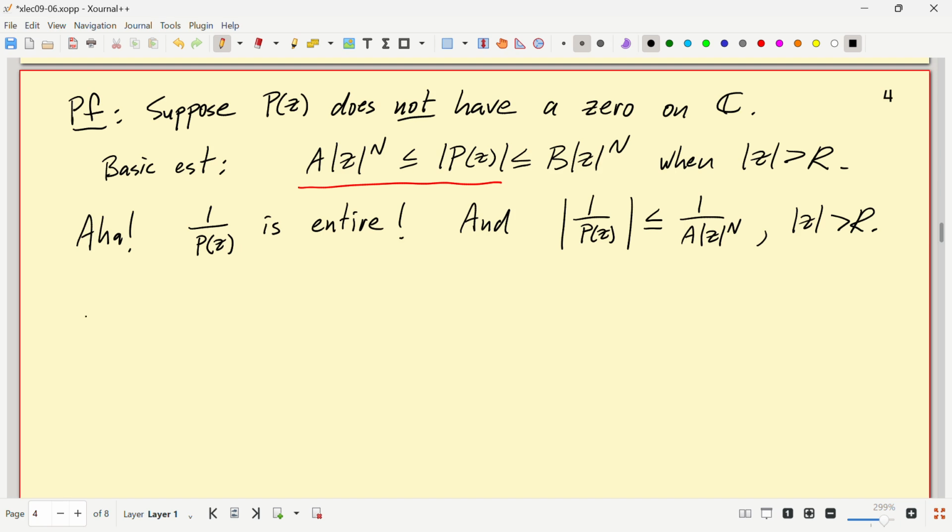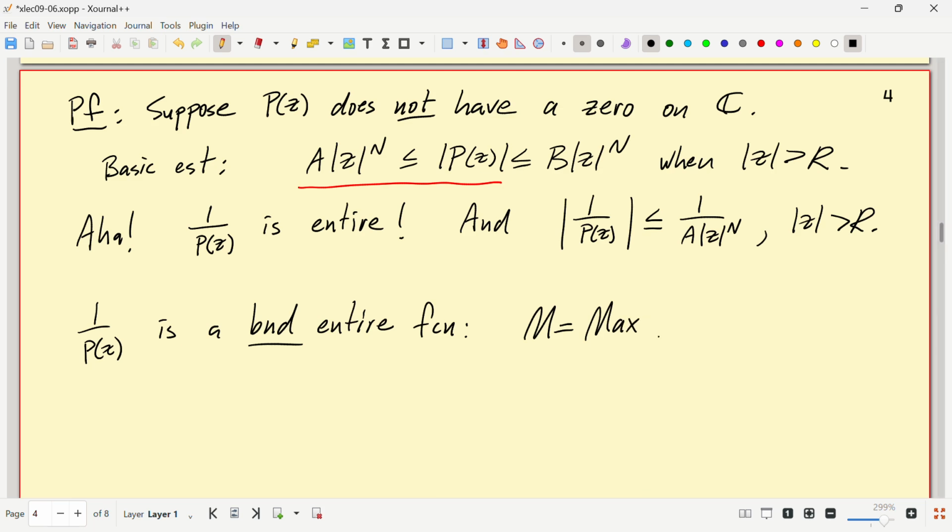So I claim 1 over P of z is a bounded entire function. Let's let M equal the max of 1 over P of z when mod z is less than or equal to R. That's a closed and bounded set.